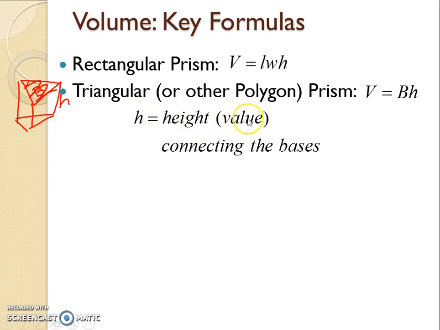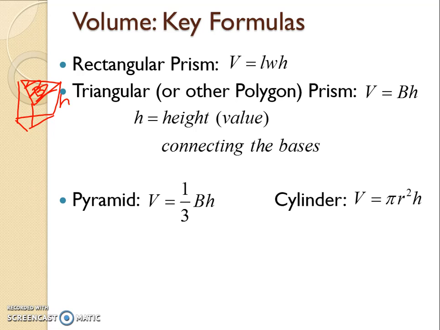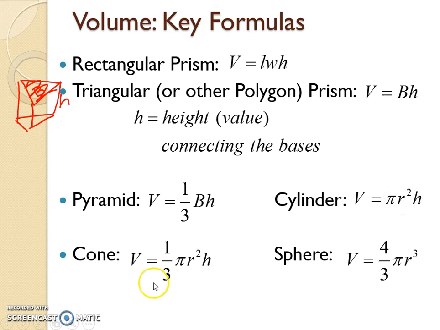The height H is the line that connects the bases. For the pyramid, the volume is 1/3 times base times height, where this is the base area. For a cylinder, the volume is pi r squared H. These are all on your formula sheet. For a cone, the volume is 1/3 pi r squared H. For a sphere, the volume is 4/3 pi r to the third power.